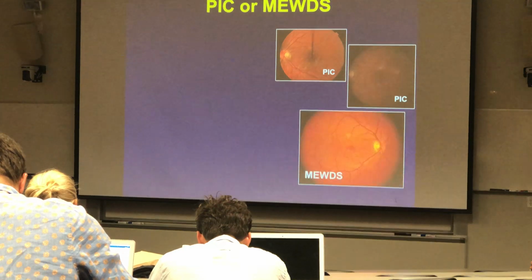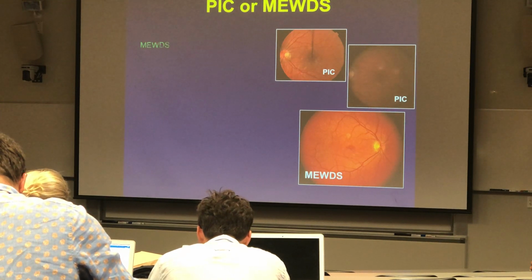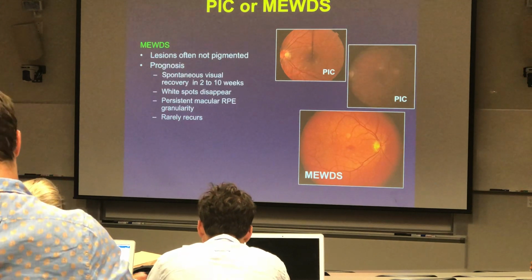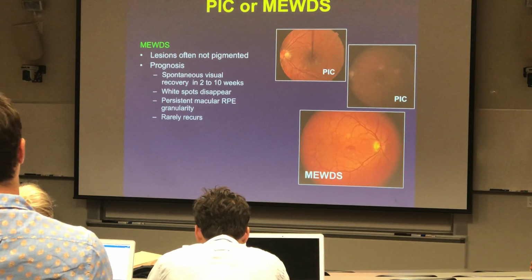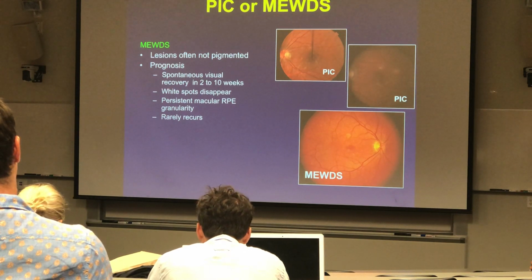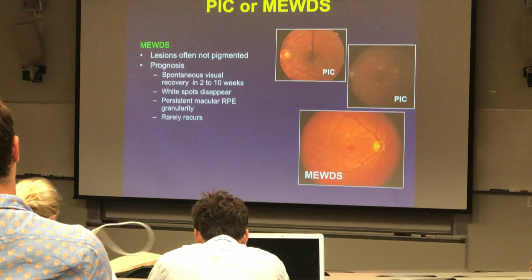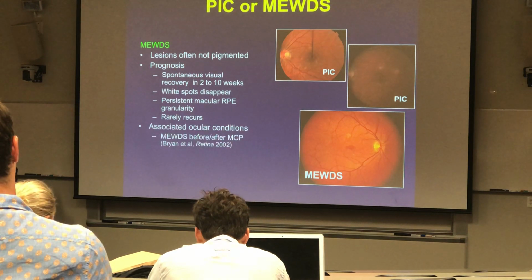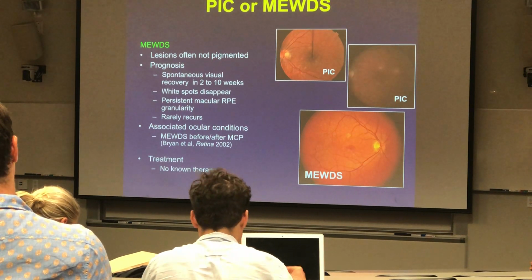These are PIC, and then the third case is MEWDS, where you will see different pictures. In MEWDS, the lesions are not pigmented and not as obvious as in patients with PIC. The prognosis is recovery in 2 to 10 weeks. There is also a term you will see in the basic academy course, and on your OKAP, the Kushima-3 description of this. If the pattern is described that way, the patient may have a prodromal condition and then this visual symptom, which is more likely a MEWDS case. There is no known therapy; truly, if it's MEWDS, you don't need any.